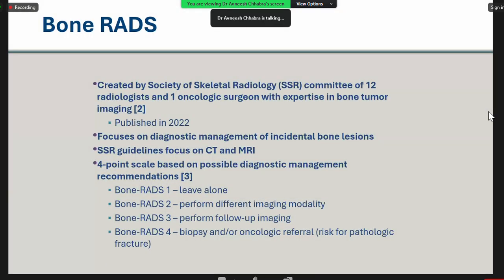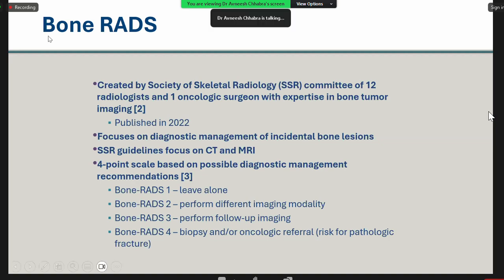So let's look at bone tumor scoring. The first one, which is popular, is Bone-RADS. It was created by the Society of Skeletal Radiology by a committee of 12 radiologists and one surgeon with expertise in bone tumor imaging. This was initially published on X-rays in 2022. It focuses on diagnostic management, which I think is the right approach, that you focus on management rather than saying that this is benign or this is malignant. If you're sure you can get there. If you're not sure you can get there, you can just focus on the management, meaning what to do about what you see on the X-ray.